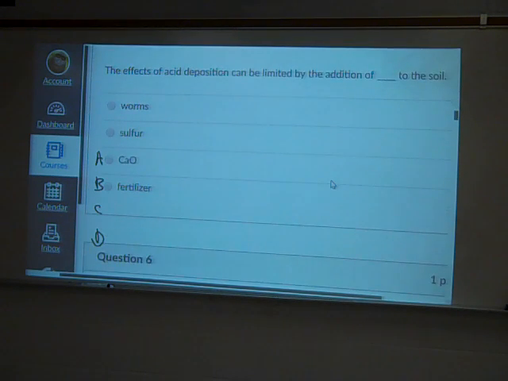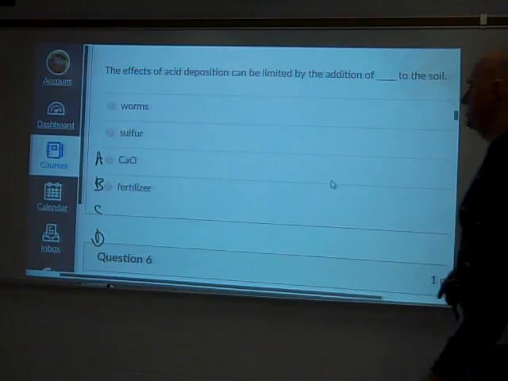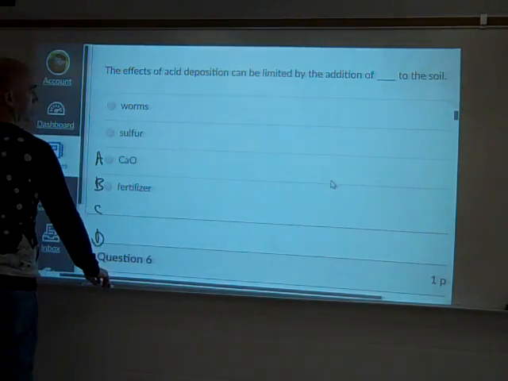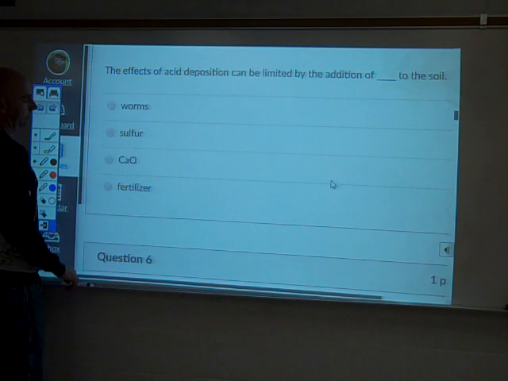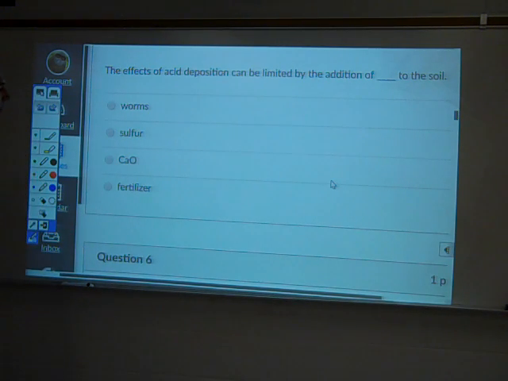And then if you do have acid deposition, what can you do about it? Effects of acid deposition can be limited by the addition of blank to the soil. A, worms, B, sulfur, C, calcium oxide, or D, fertilizer. You don't need me to write the letters back up there, right?